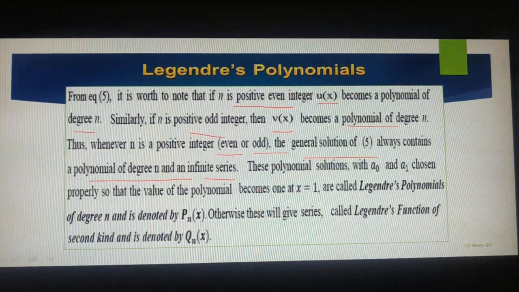Now, the polynomial solutions with a0 and a1 chosen properly, so that the value of the polynomial becomes 1 at x equal to 1, are called Legendre's polynomials of degree n, and it is denoted by Pn of x. Let's try to understand this.